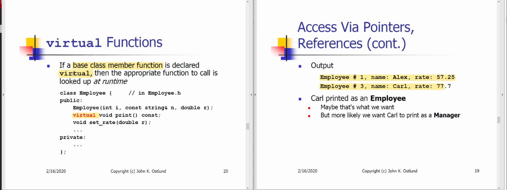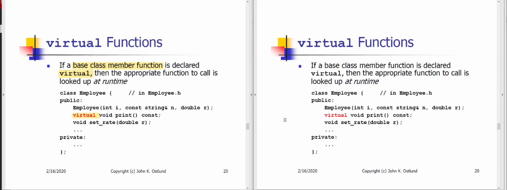And if the pointer is pointing to a manager, I should call the manager print function instead. All right, so all we've added is this one keyword, virtual, in the declaration of the print function. The implementation of the employee class actually does not change at all.